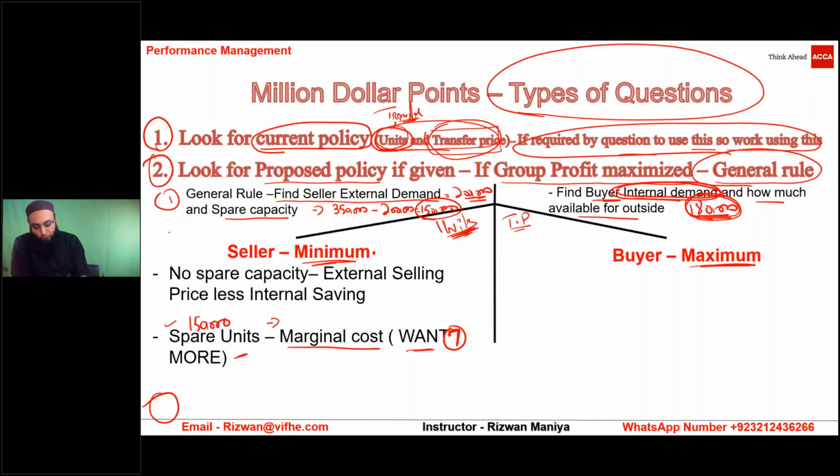We need to fulfill 180,000 demand, right? And we have spare capacity of 150, right? So we need further how many? 30. So what can you do? Obviously, you don't have any option. These 30 you need to transfer from your external market of 200,000.